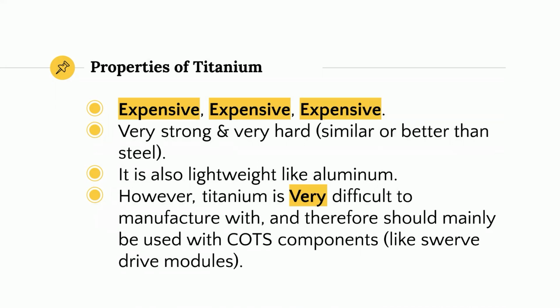So essentially, it is stronger and less malleable than steel is. It is also lightweight like aluminum. It is basically the perfect metal. However, titanium is very difficult to manufacture with, and therefore should mainly be used with off-the-shelf components. For example, the popular swerve drive modules typically use titanium in parts of it.